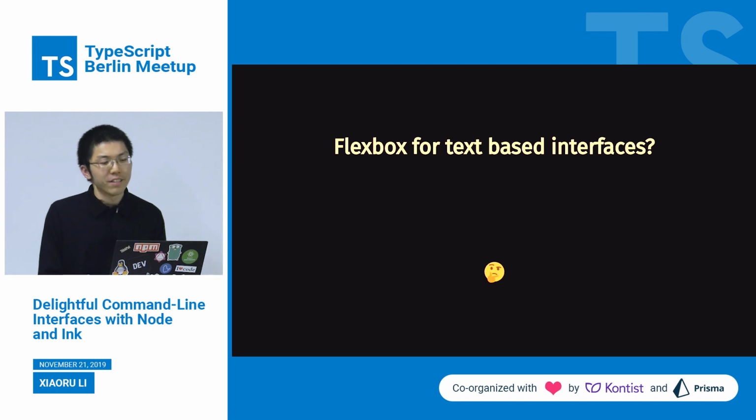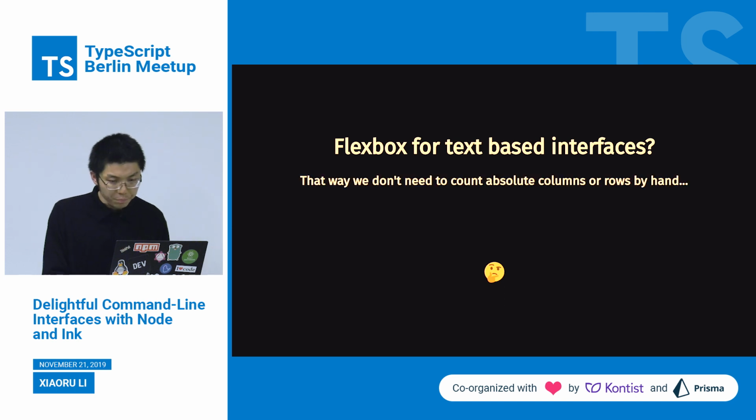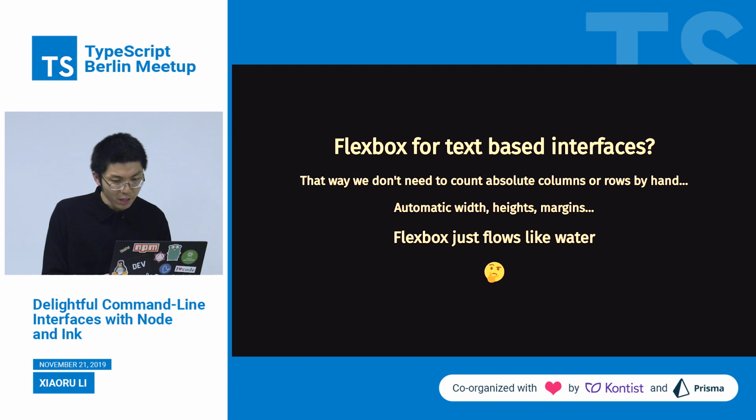So Ink also makes it very possible to structure the layout of our app with Flexbox. Instead of just counting and calculating, developing your own algorithm for how to position things here or there, we can just write Flexbox properties, and everything will be structured nicely. You also get everything with heights and margins automatically. And Flexbox is just like waterflow.